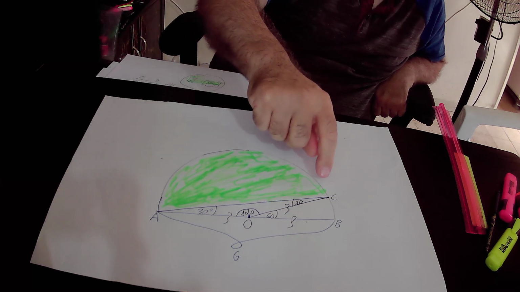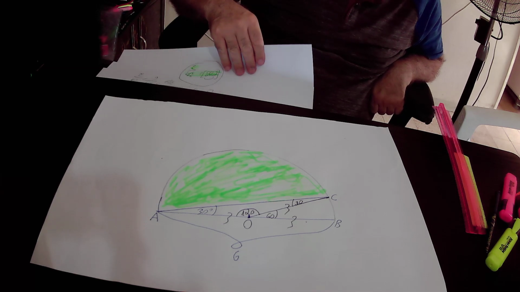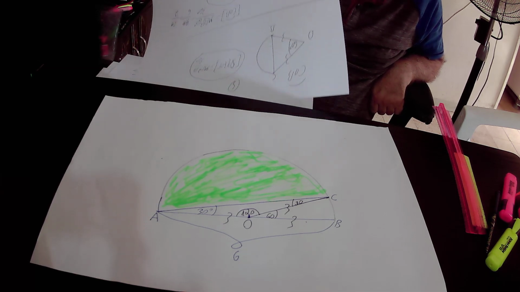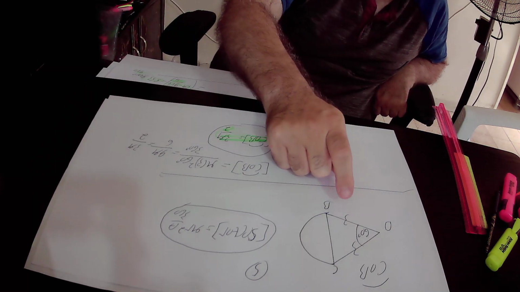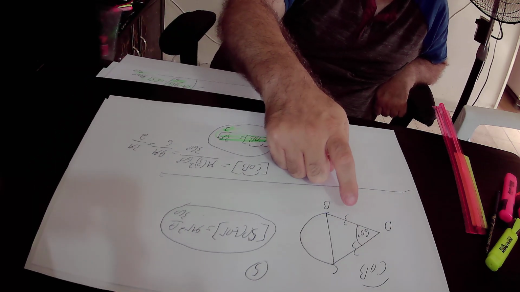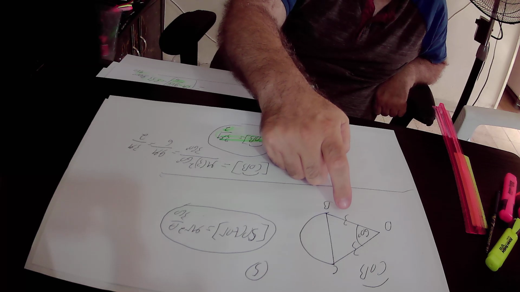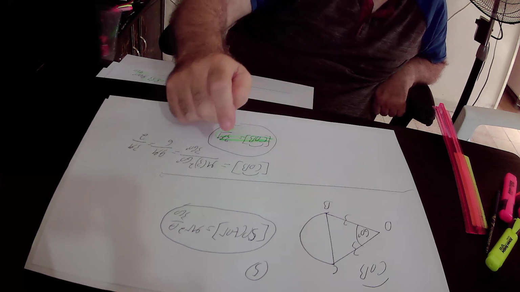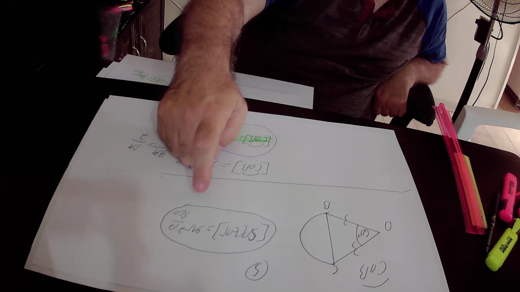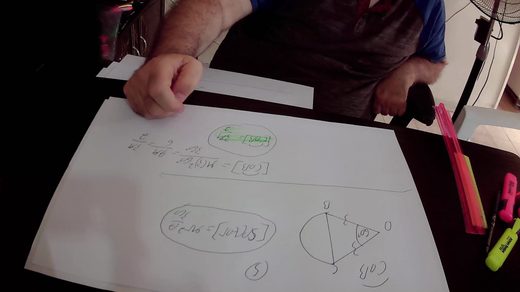So I copied sector COB onto a new page, and we use the new formula in order to find the area of sector COB. This is sector COB that I copied from the original drawing. OB equals OC, they are both the legs of sector COB, and they are both the radius of the semicircle, which is equal to 3 units. The angle between the legs of sector COB is 60 degrees. We know that the area of any sector is pi r squared times theta over 360 degrees.